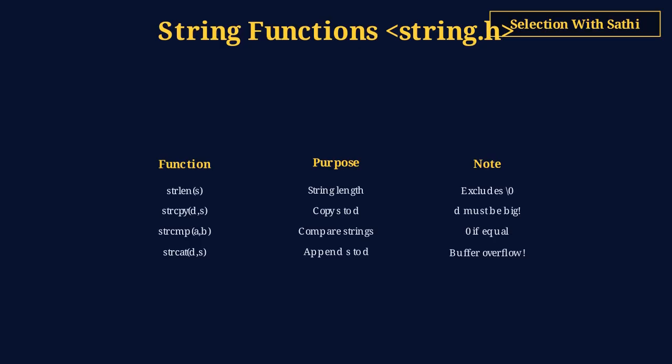A critical warning, all these functions assume the destination buffer is big enough. Buffer overflow is one of the most common security vulnerabilities in C programs.